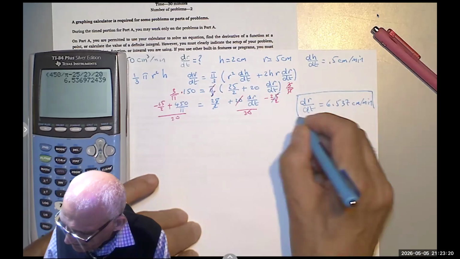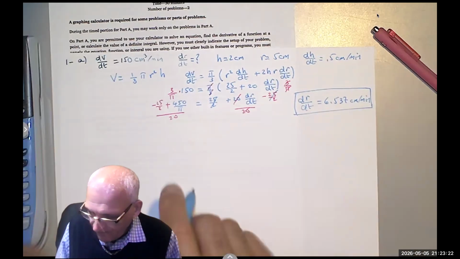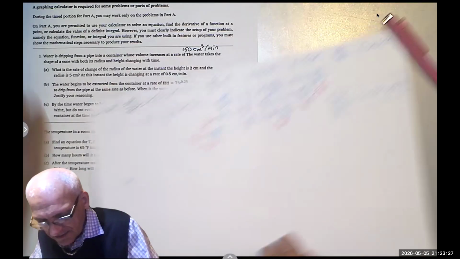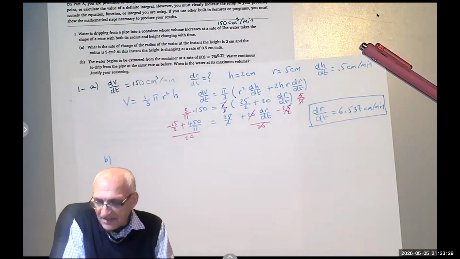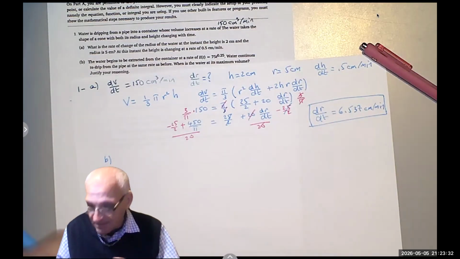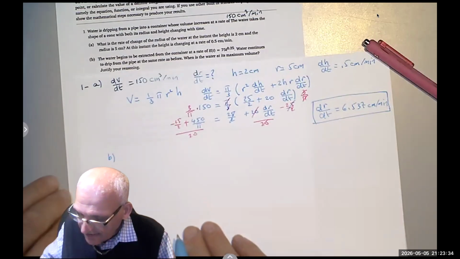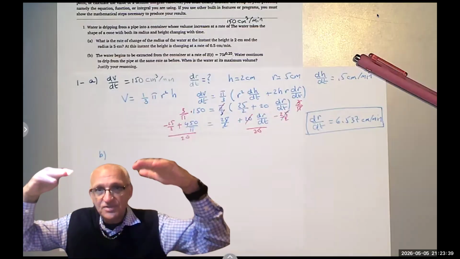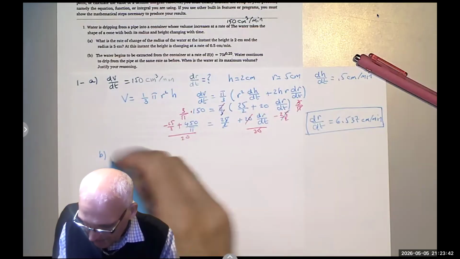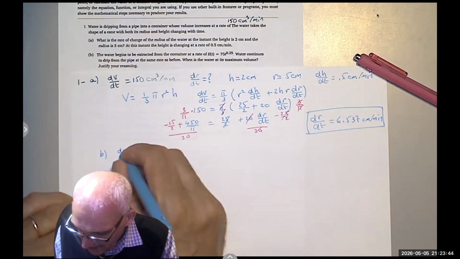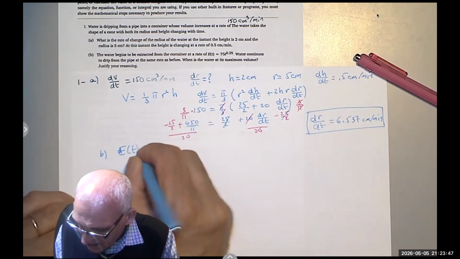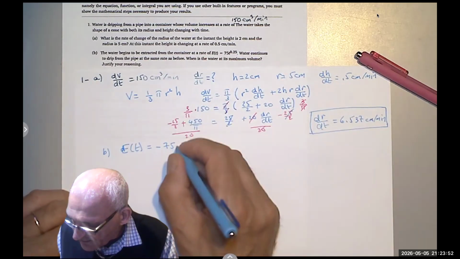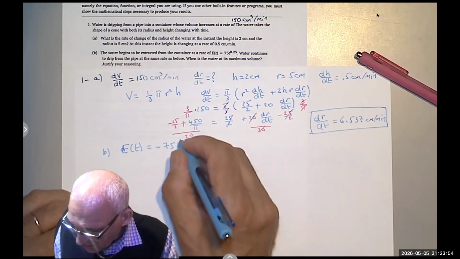That's part A. Pretty straightforward, right? Part B and C. In part B, it says the water begins to be extracted from the container, meaning a negative. Here, water is dripping, so it's increasing the volume. Now we are going to extract water. So we can say E of t is, I would write it negative since it's being extracted, 75 t to the 1/4.